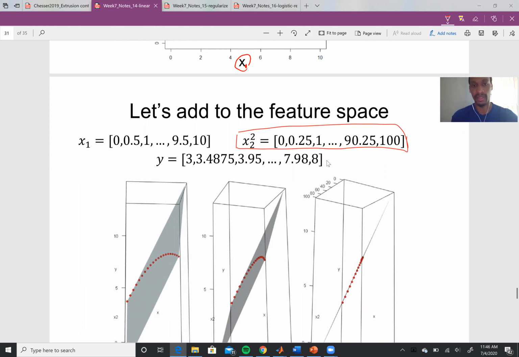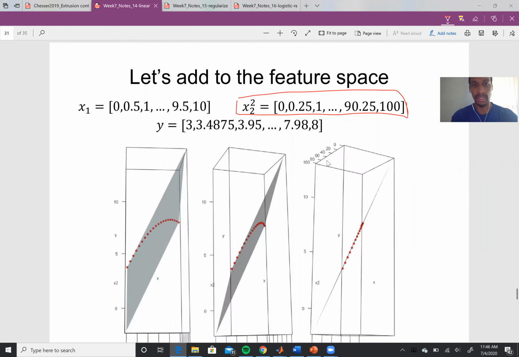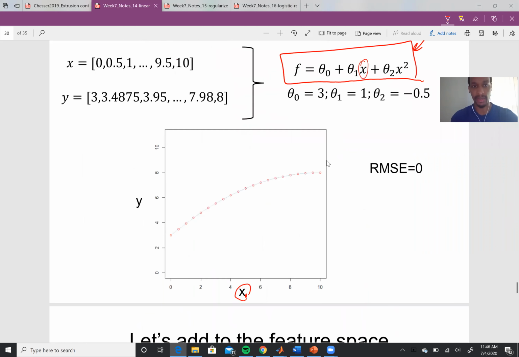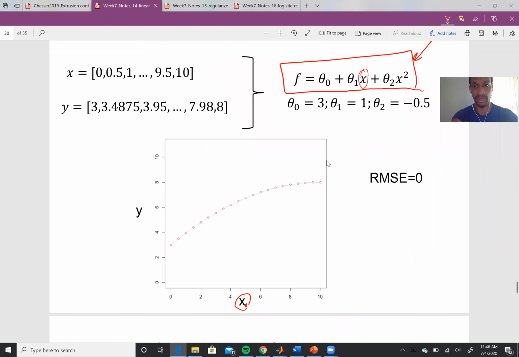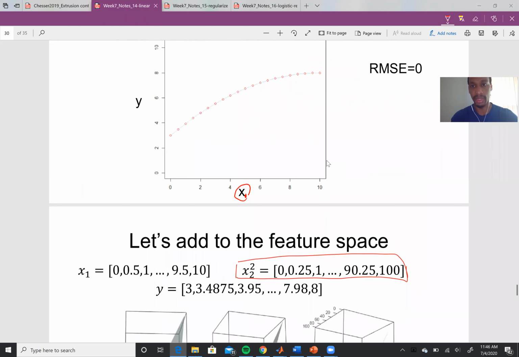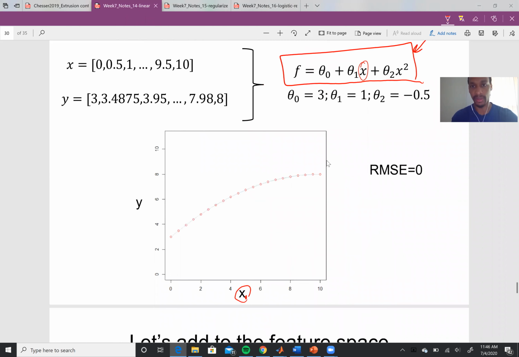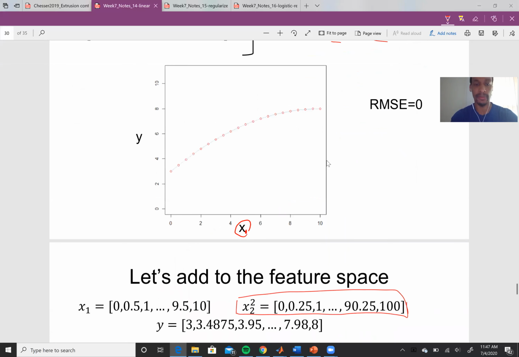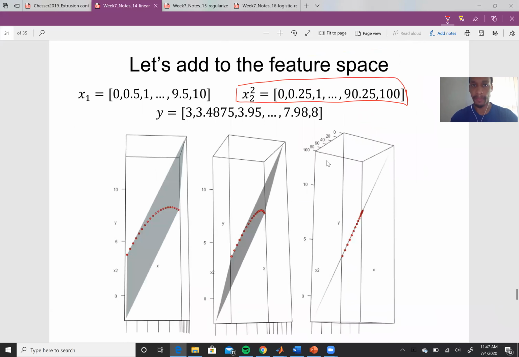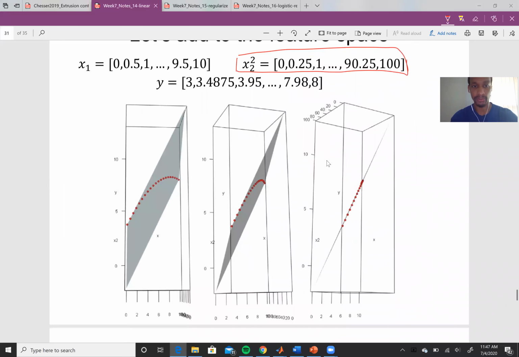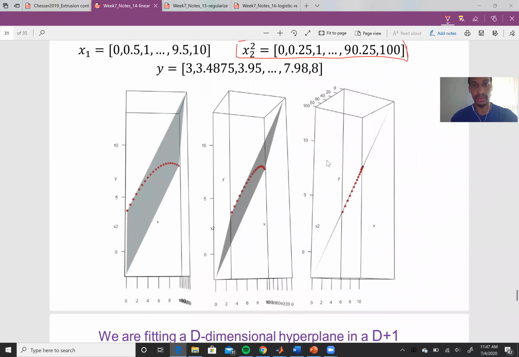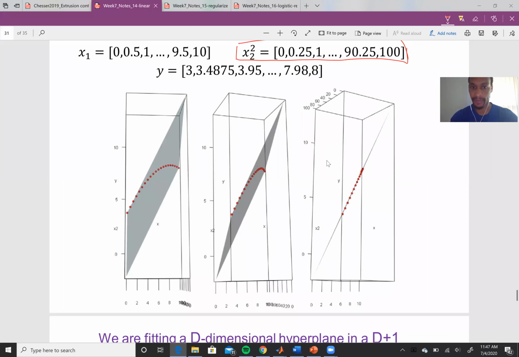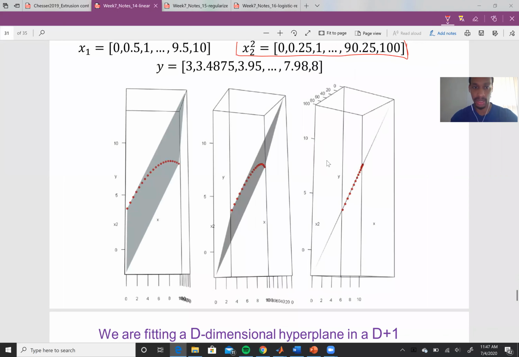And then you have some Y's that you have measured, and they're still the same. And then I guess these are the fitted values from the fitted coefficients from the linear regression. Yeah, and so what this looks like in feature space.